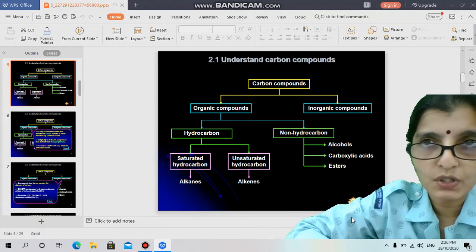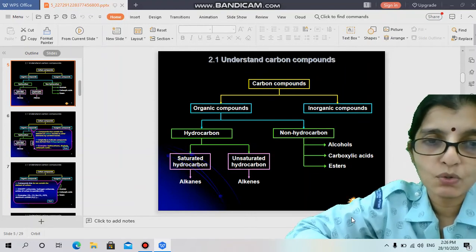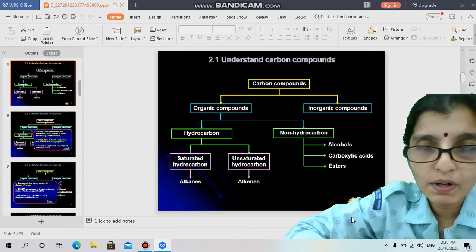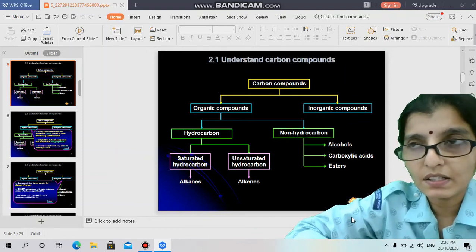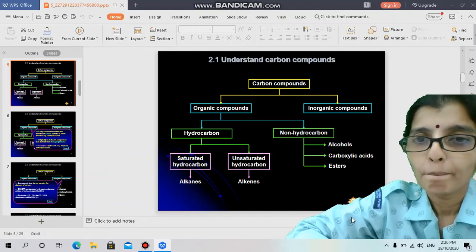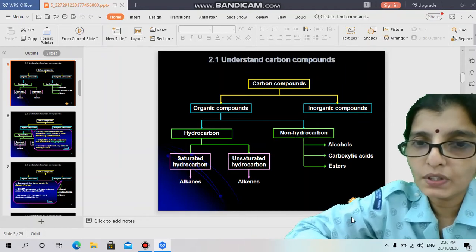Alkane only consists of carbon and hydrogen, and the bond between a carbon atom and another carbon atom is only a single covalent bond. And then an example of unsaturated hydrocarbon will be alkene, because at least one of the bonds in alkene consists of a double covalent bond. Now, examples of non-hydrocarbons are alcohol, carboxylic acid and esters.